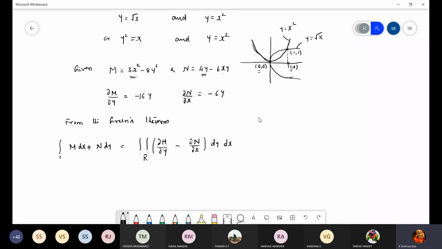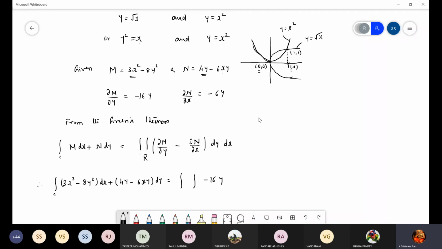Okay. Now you substitute. Therefore the line integral over C, according to our problem, is the integral of (3x square minus 8y square) dx plus (4y minus 6xy) dy equals, here only the RHS we should simplify. Dou m by dou y is minus 16y. First I will substitute and then we will enter the limits.